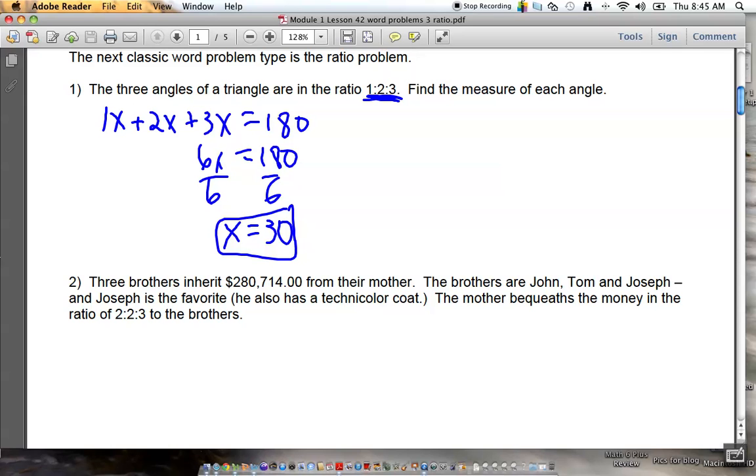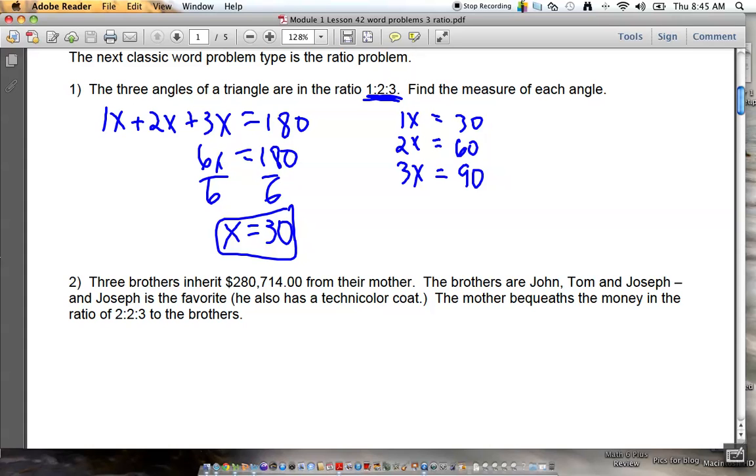So it wants the measure of each angle. The first angle was 1x, the second angle was 2x, and the third angle was 3x. So what do we have? What's 1 times 30? 2 times 30? 3 times 30? 90. So 30, 60, and 90 are the 3 angles of the triangle. They add up to 180.